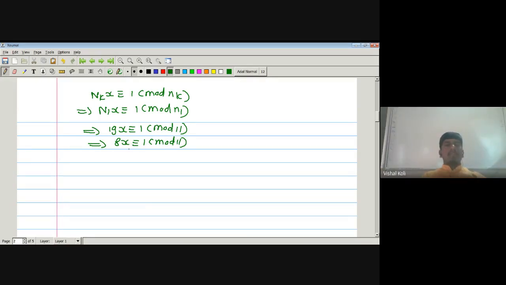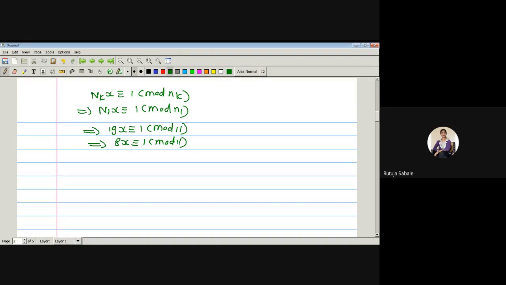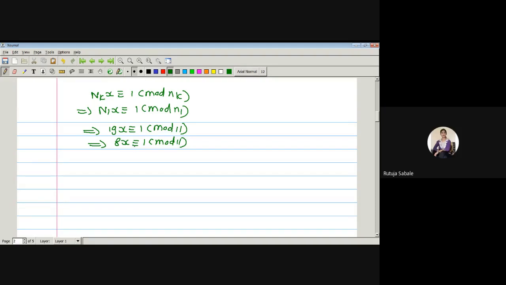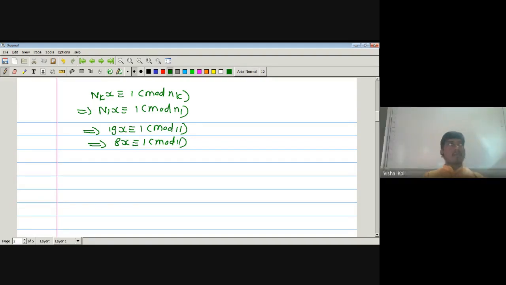X equal to 4. 8 into 4, 32. 32 minus 1, whether it is divisible by 11? No, sir. 8 into 5, 40 minus 1, 39. Again, which is not divisible by 11. 8 into 6, 48 minus 1, 47 is not divisible by 11.